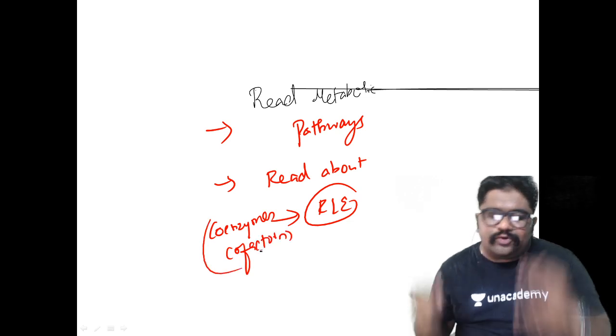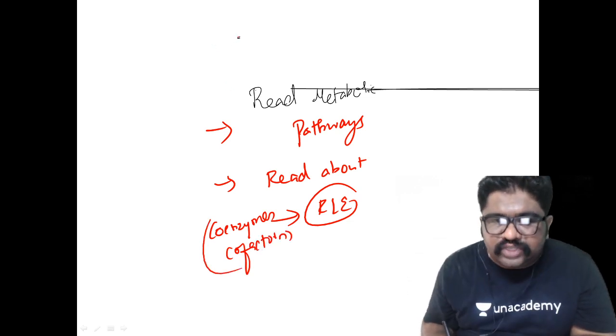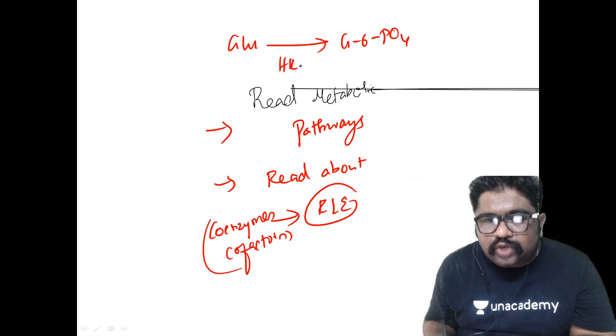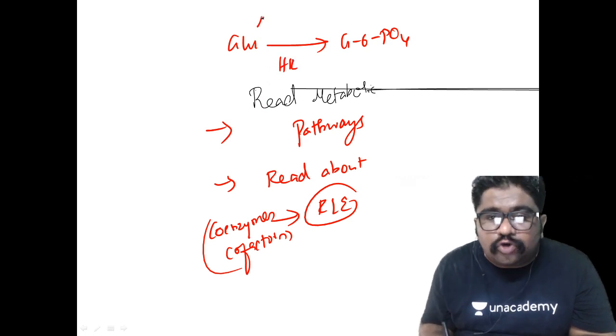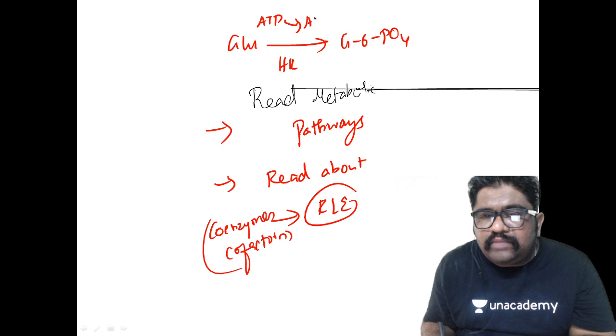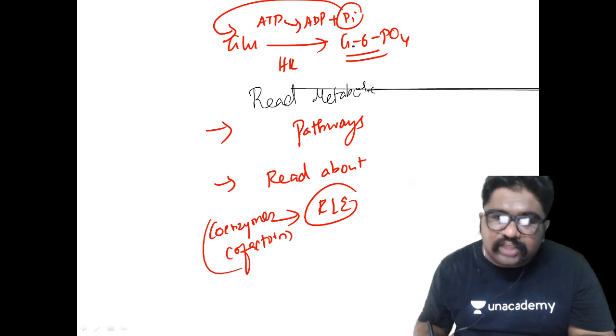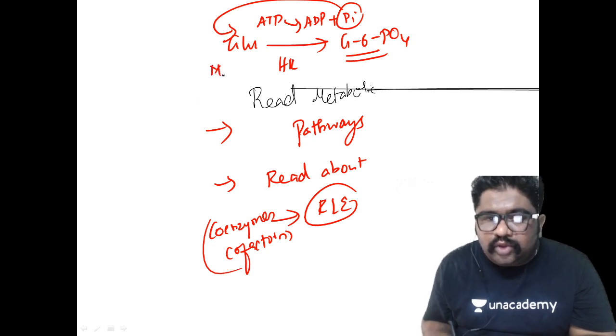If I come and ask you, what is the first step of glycolysis? What is the answer? Glucose becomes glucose 6-phosphate. Who is the enzyme? Hexokinase. But you can't stop there. Who is the cofactor? ATP will become ADP plus inorganic phosphate. This inorganic phosphate goes to glucose to form glucose 6-phosphate. Is it complete? No, it is still not complete. You have to say magnesium or manganese are important.